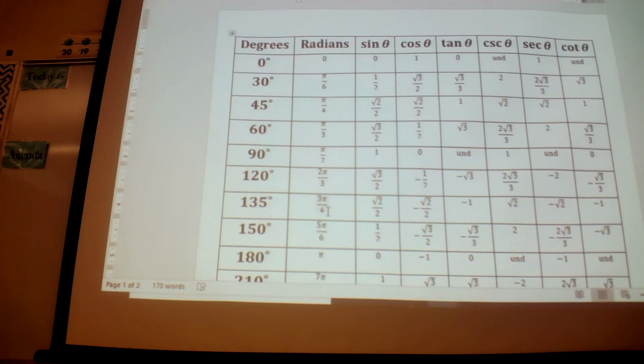So number 12, between 0 and pi over 2, so I'm in this section. I go over to cosecant, which is 2 root 3 over 3. Oh, it's right here. And then once I find it, I just see the radian that goes with it. So your answer to number 12 is pi over 3.